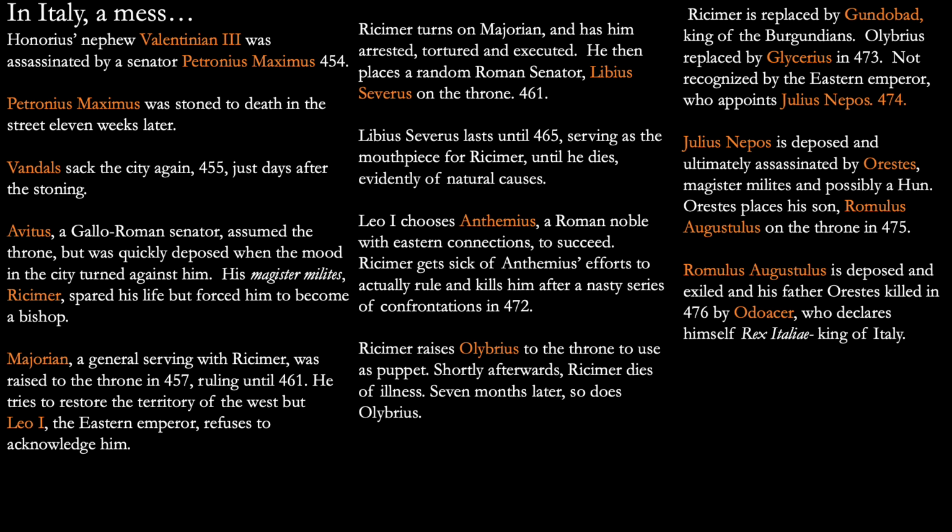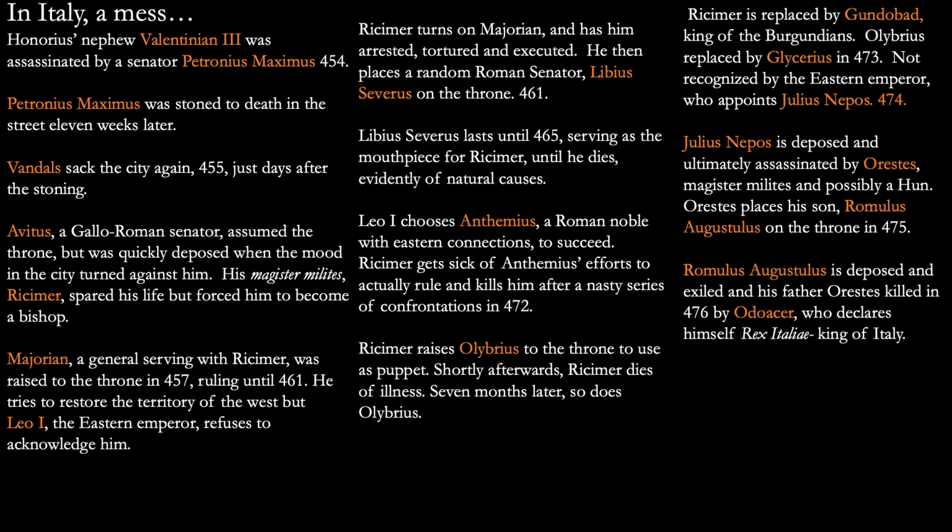Ricimer stays in power, but then Majorian is ultimately going to be raised to the throne. He was a general in the army, and Ricimer picks him. So now you have the barbarians basically hand-picking emperors to serve or not serve. So Ricimer does that. Then he tries to restore the territory of the West, but it doesn't work. And Leo I, the Eastern emperor, refuses to acknowledge him. So you have more conflict between these Western emperors that are more or less the puppets of their Magister Militum and the Eastern emperor who's still powerful, who doesn't necessarily want to negotiate with them. Okay, then Ricimer turns on Majorian and has him arrested, tortured, and executed.